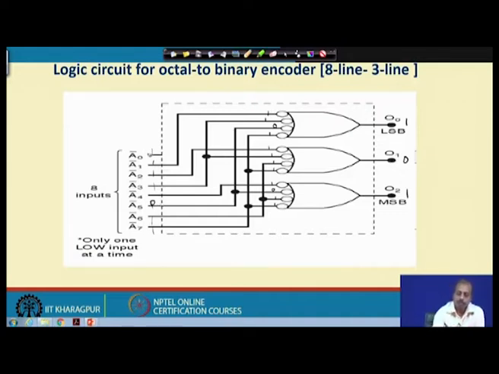If A0 is equal to 0 and the rest are all equal to 1, then what happens? The A0 line is not connected to anybody, so all these inputs that we are getting are 1. As a result, the NAND gates will give all 0 here, this will also be 0 and this will also be 0. So, 000 will be the output, which definitely identifies the A0 input. This way I can design this encoder circuitry by simply connecting some NAND gates.